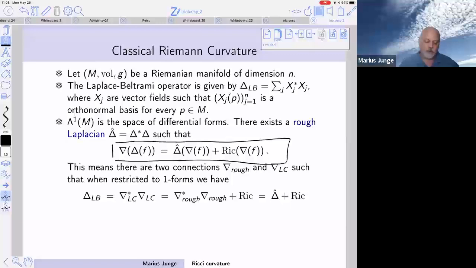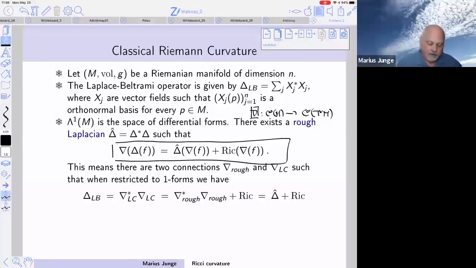So what am I doing here? The nabla is the map which sends smooth functions on the manifold into C infinity of T star M. So we are sending a function to a differential form. And that is the differential operator. It's really the sum of these X_j's, right? So we are collecting all the different orthogonal derivatives together. So this is the derivation.